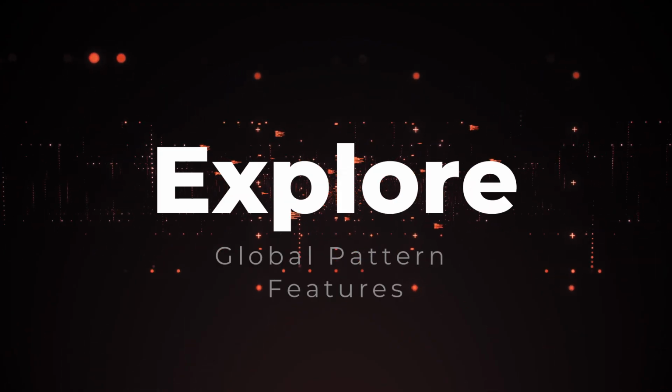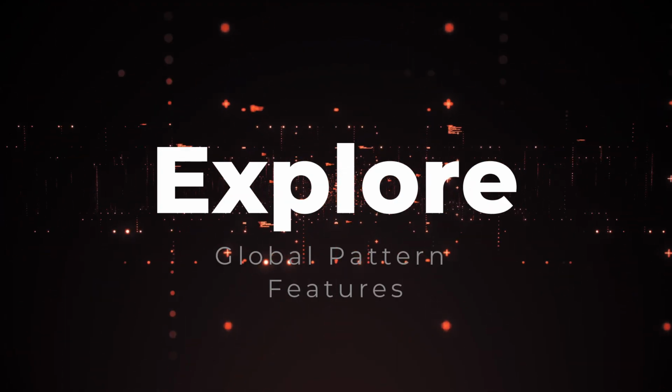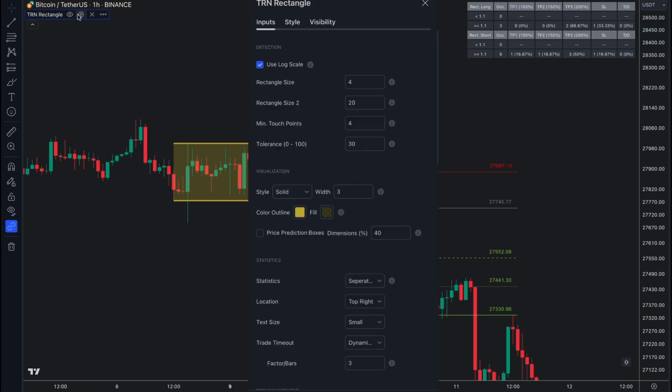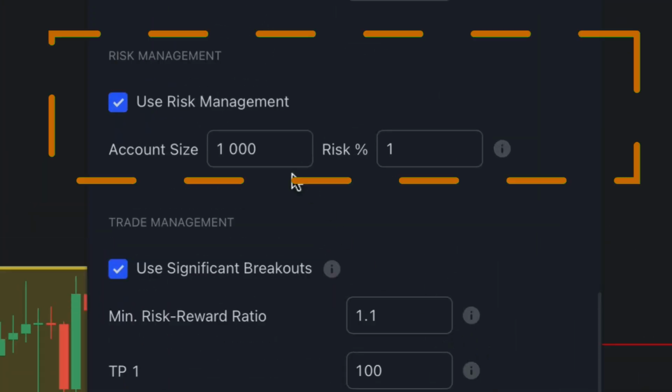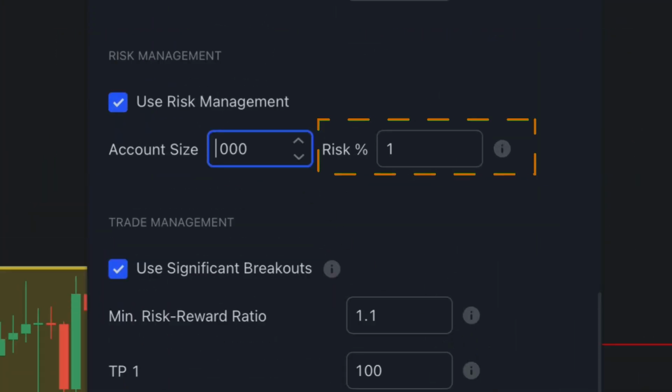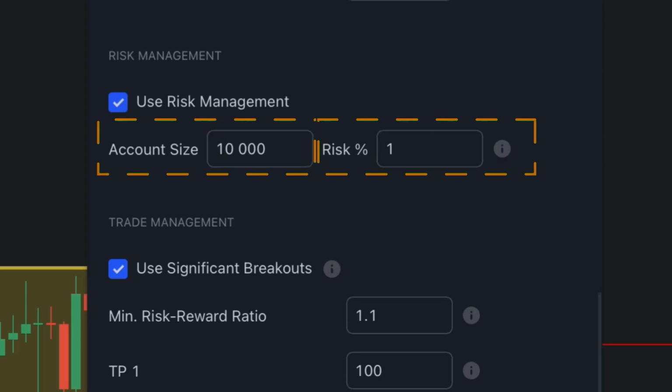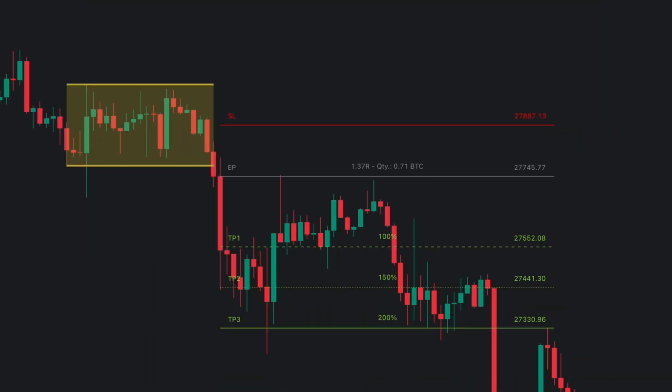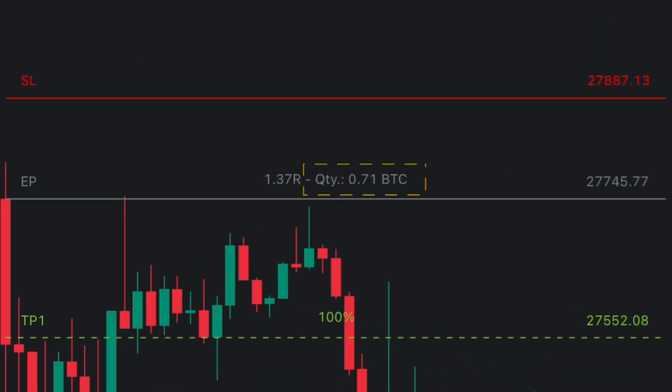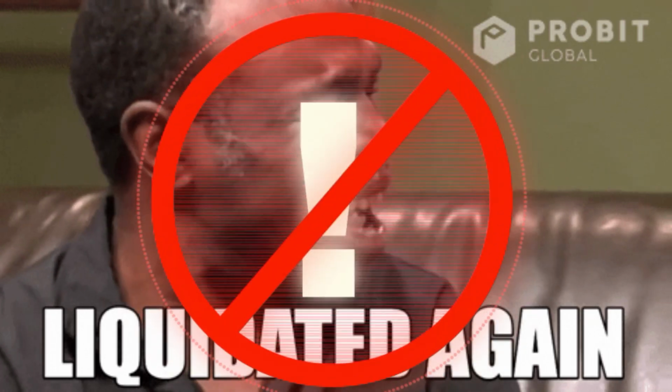And now let's take a look at the unique premium features that all of our chart patterns offer. They come equipped with an intuitive risk management feature that allows you to specify the percentage of your capital you're willing to risk on each trade. Once set, our indicator calculates the optimal position size based on your risk appetite and the specific pattern stop-loss level, ensuring that you're never overexposed.